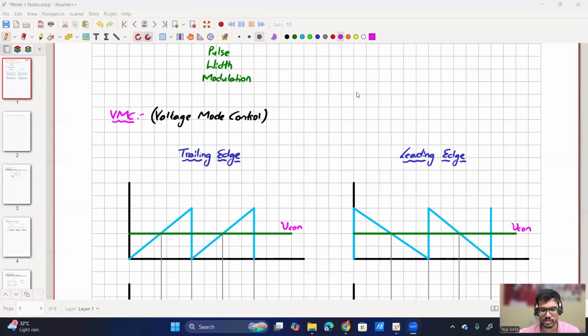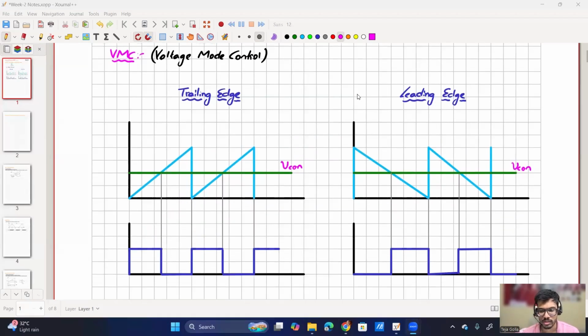Any queries so far? I would like to ask a doubt. Actually, these are the two methods of PWM, only these two? Dual edge is also there, where instead of sawtooth, you'll be having a triangular. Fine. Actually, this trailing edge you said for VMC and leading edge for CMC?